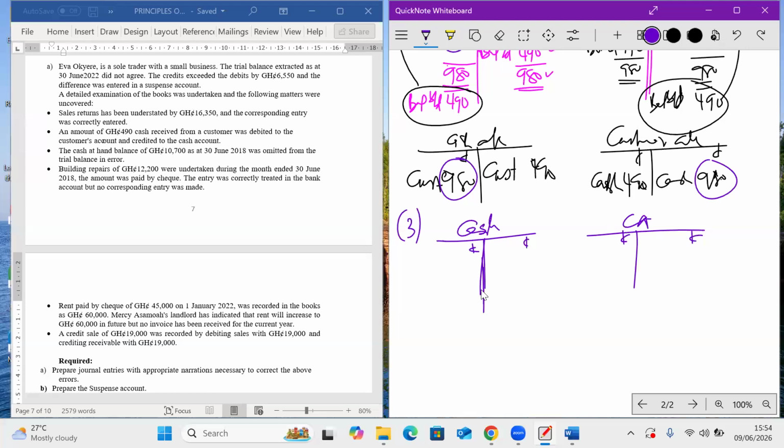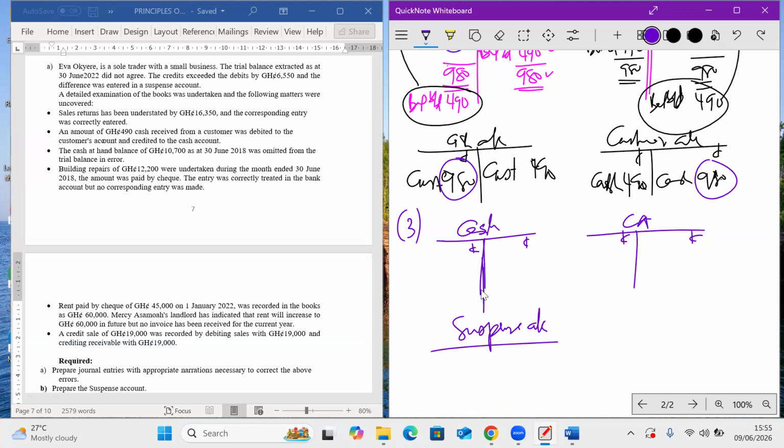Do you get it? Yes. So it means that in the other account, it was accurately recorded, but the cash has the error. So the question is that the cash at hand balance of 10,700 as at 30th June was omitted from the trial balance in error, right? This error affects the agreement of the trial balance. And if it affects the agreement of the trial balance, we should use suspense to correct it.